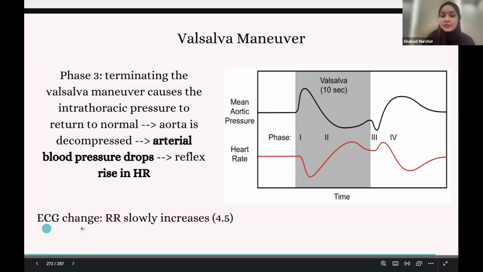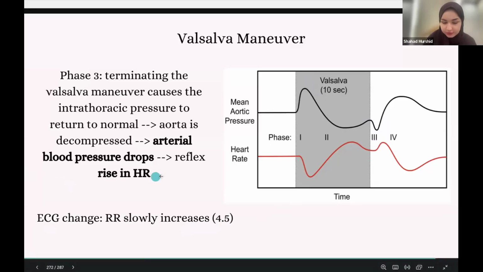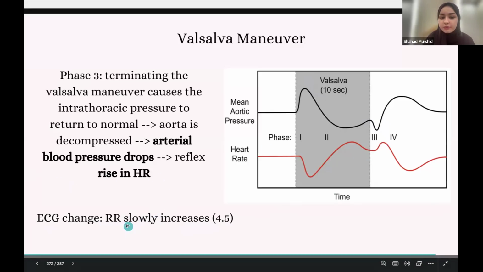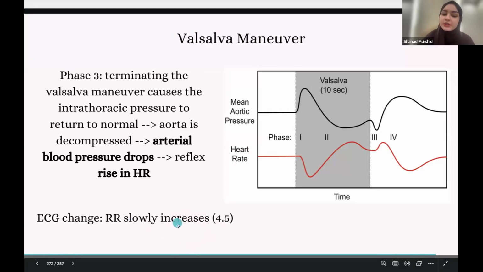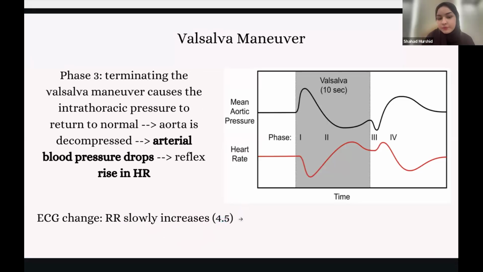Now the ECG change in this part will be your heart rate, obviously, increasing. So it's going to be slowly going back to normal. Here it was pretty fast, very tachycardic. Here it's slowly starting to get back to normal. So it's about 4.5, the distance between them.